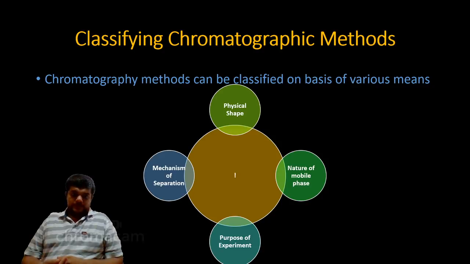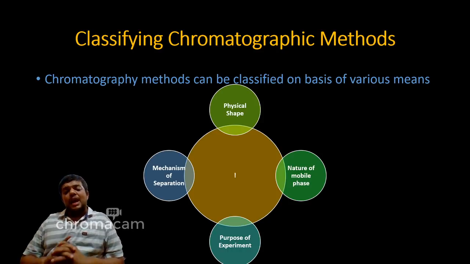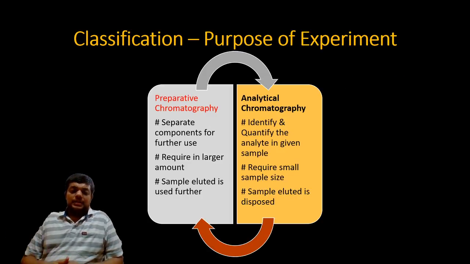Classifying chromatographic methods. Whenever we think of a classification, always remember, it is not on one basis. There are several bases on which you can classify any method. Over here, when we try to classify chromatographic methods, we can classify them on the basis of physical shape, nature of mobile phase, purpose of experiment, and mechanism of separation. Today, in this current video, as we are discussing the basics and introduction of chromatography, my main intention would be to explain each and every method that is associated with physical shape, nature of mobile phase, purpose of experiment, and mechanism of separation. So let us start in detail.